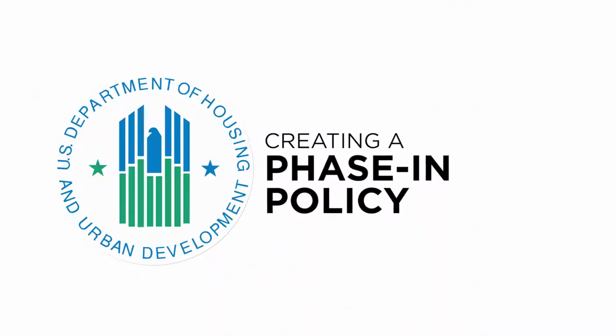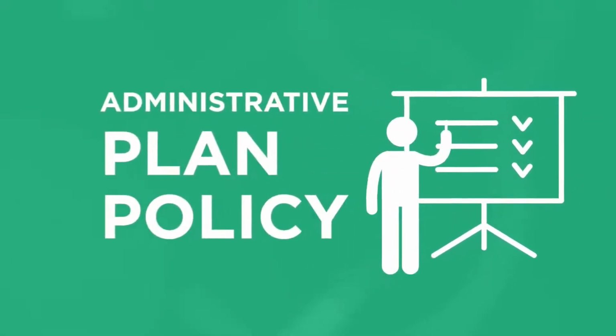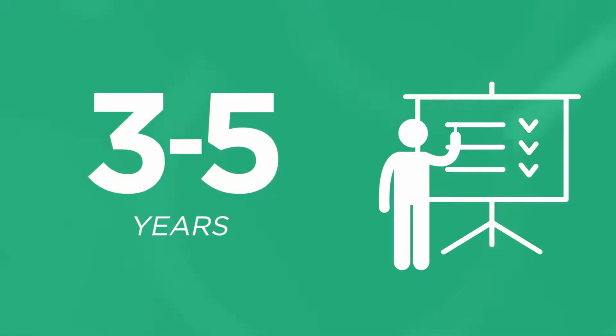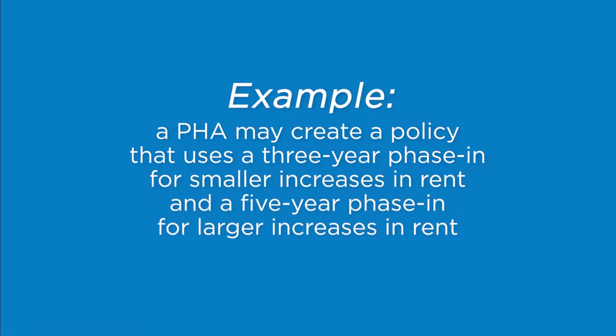Creating a phase-in policy. A PHA must create an administrative plan policy setting the length of the phase-in period at 3 years, 5 years, or a combination depending on circumstances. For example, a PHA may create a policy that uses a 3-year phase-in for smaller increases in rent and a 5-year phase-in for larger increases in rent.